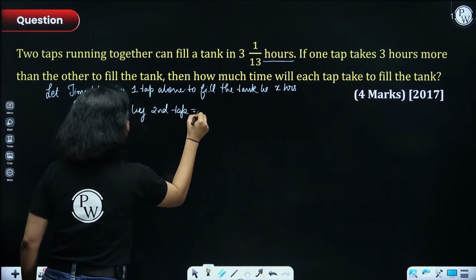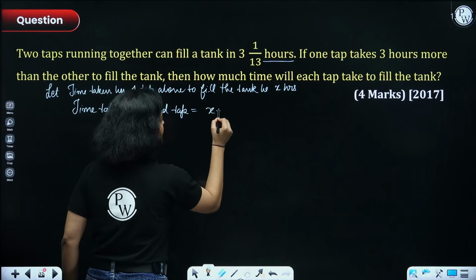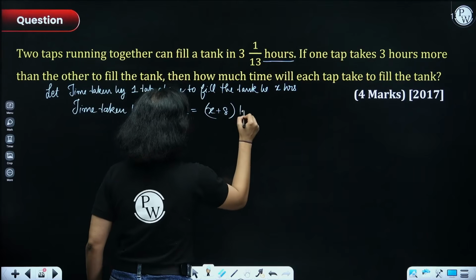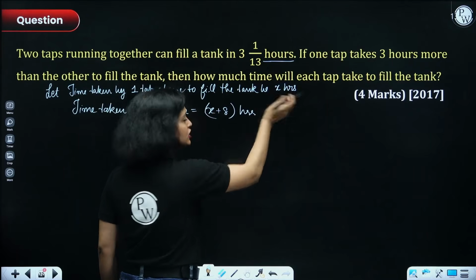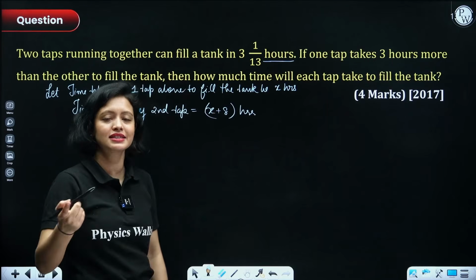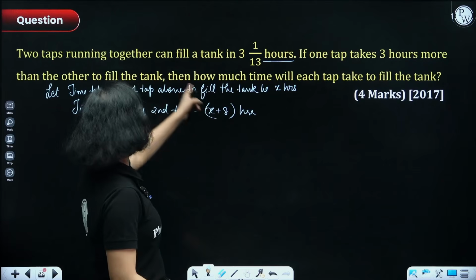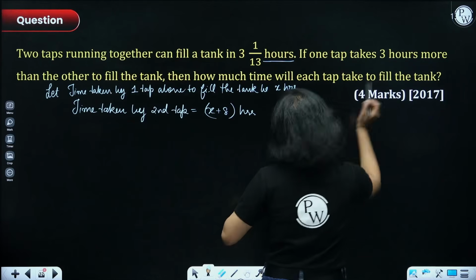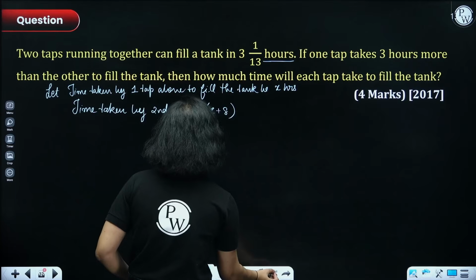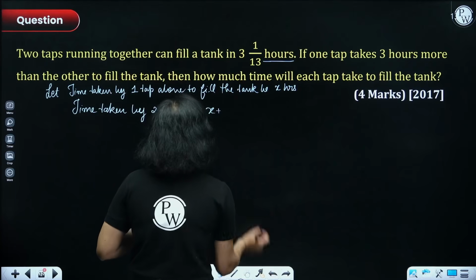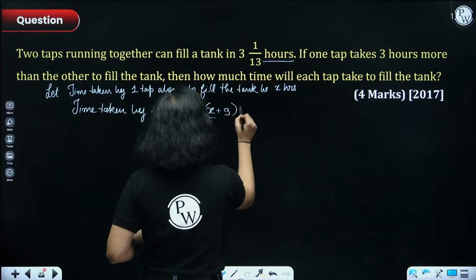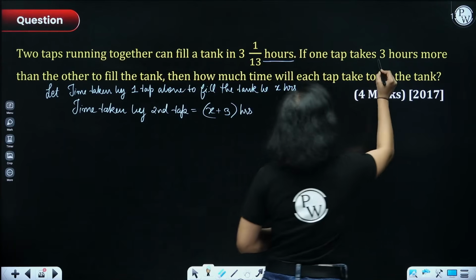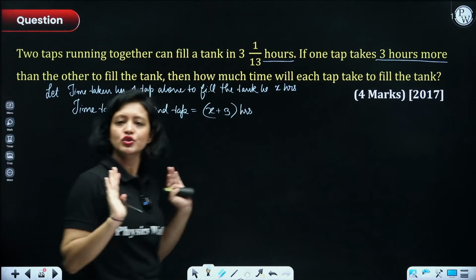is equal to what, everyone? Let's say x plus 8 hours. Okay? So I am assuming that the first tap was taking less time and the second was taking more time. So how much more? x plus 8, because this was given. x plus 3. Sorry, my fault guys. x plus 3. Okay? 3 hours more is given. Okay? Chalo, so this is done.